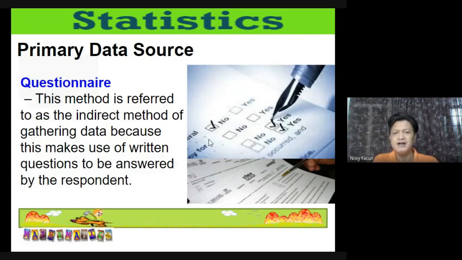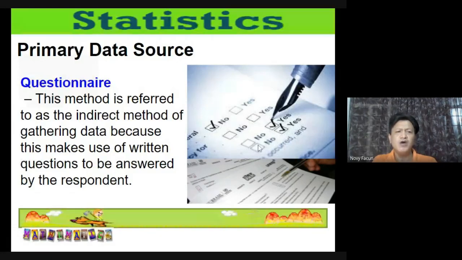Pag sinabing indirect, ibibigay mo lang yung questionnaire na yan, fill up na ng tao. Okay, yun yung sample mo. Okay, of gathering data because this makes use of written questions to be answered by the respondent. Pwedeng balikan mo na lang siya or pwede natin gamitin na yan sa online, sa Google Form, kung anong platform man yan. So, ibibigay mo na lang yung link. Okay, kaya nga siya indirect source of data.